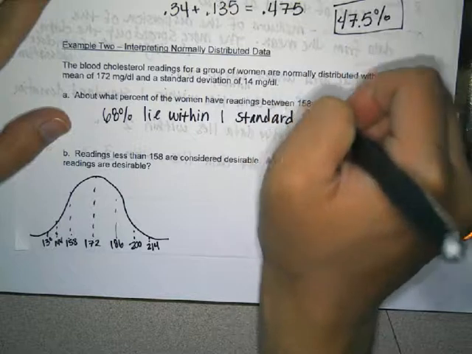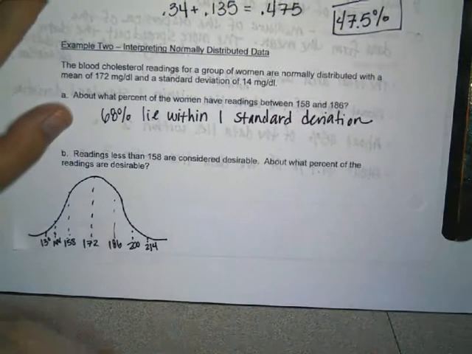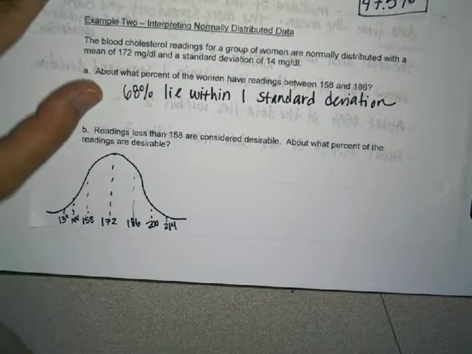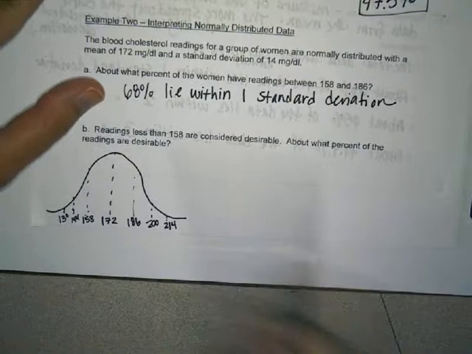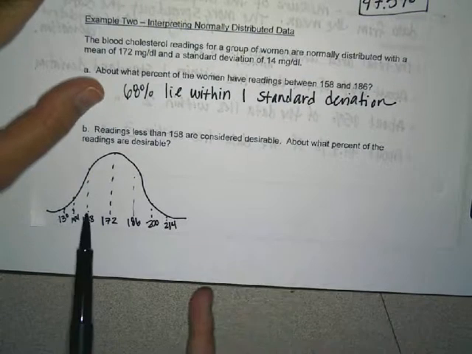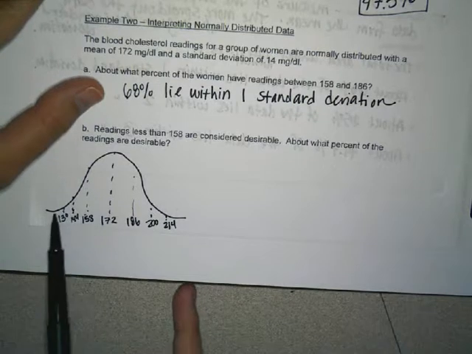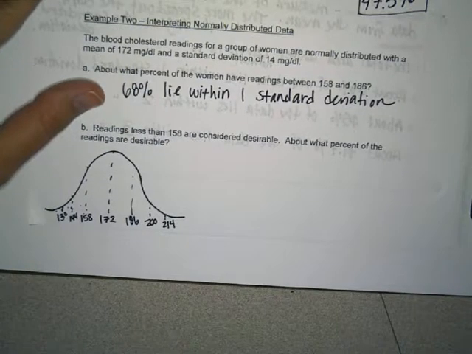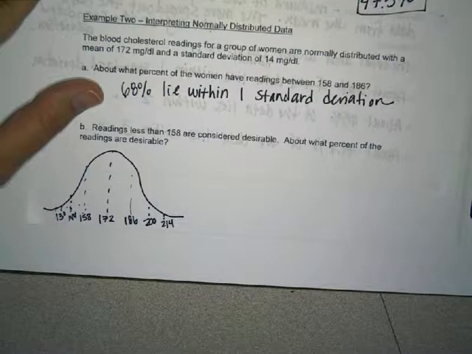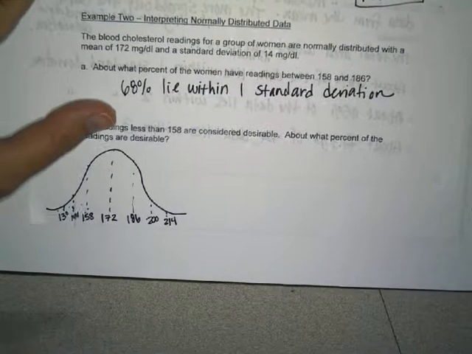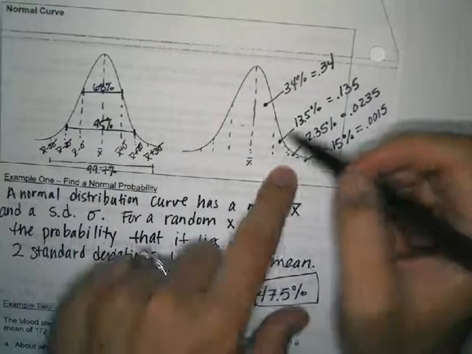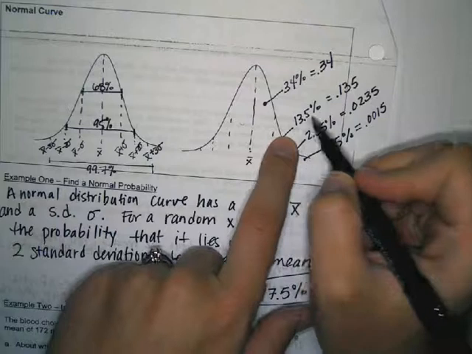Okay. Readings less than 158 are considered desirable. So that would be our goal. About what percent of the readings are desirable? So you look at where 158 is, and then anything less than that is what we would like. So we're going to take the percentages located within each one of those sections and add them up to get the percentage that are considered desirable. So in this section here, that would be the same thing as this section. That's 13.5% of the data, so I'm going to take 0.135. Maybe we write it there, 0.135.